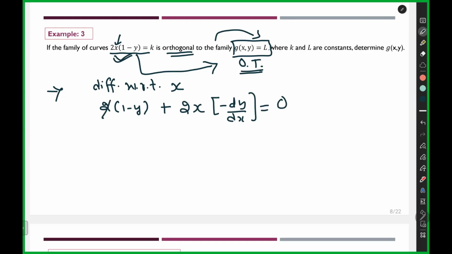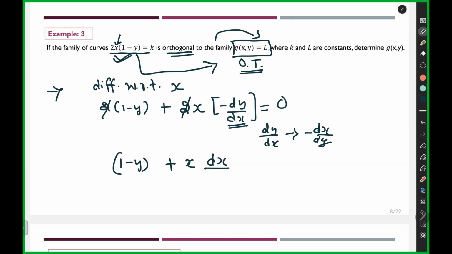You can remove 2 from all equation. And what else? You have to replace dy by dx to minus dx by dy. So what you do? 1 minus y, this negative sign, if we use here, this will become positive, and this is dx by dy equals to 0. What is the next step? It is nothing but 1 minus y dy plus dx equals to 0.